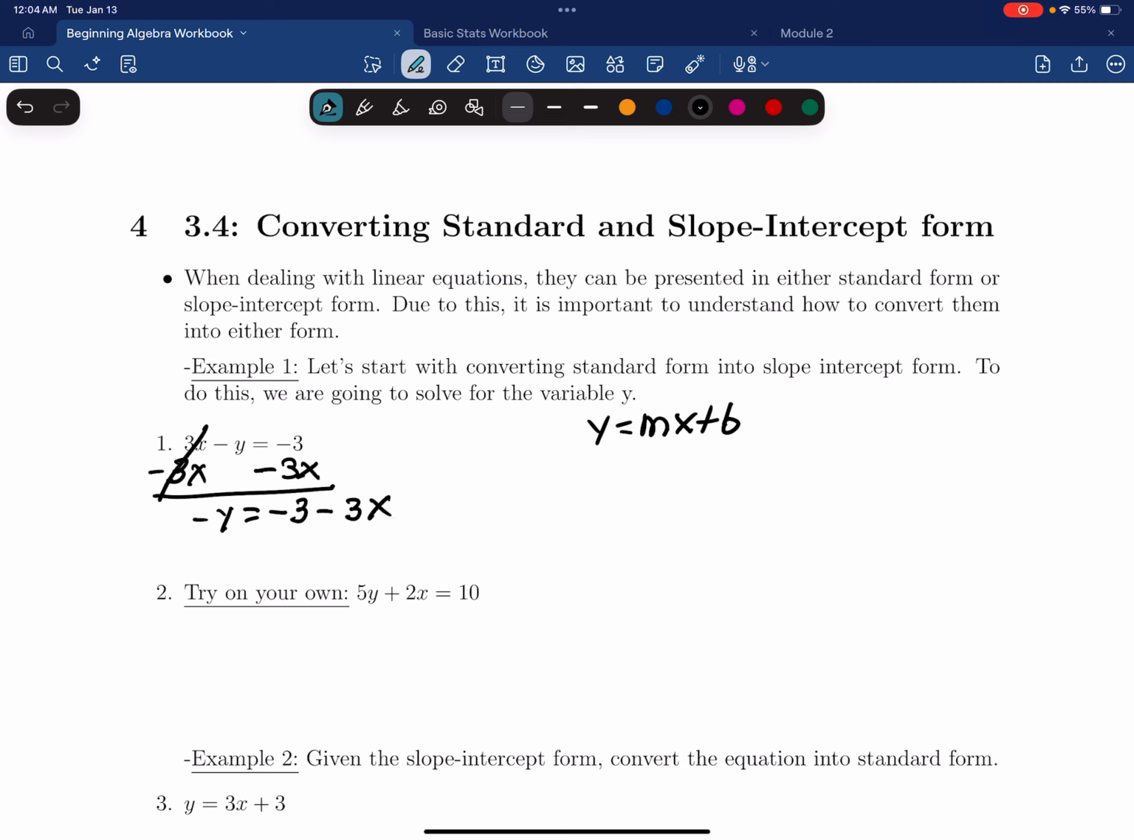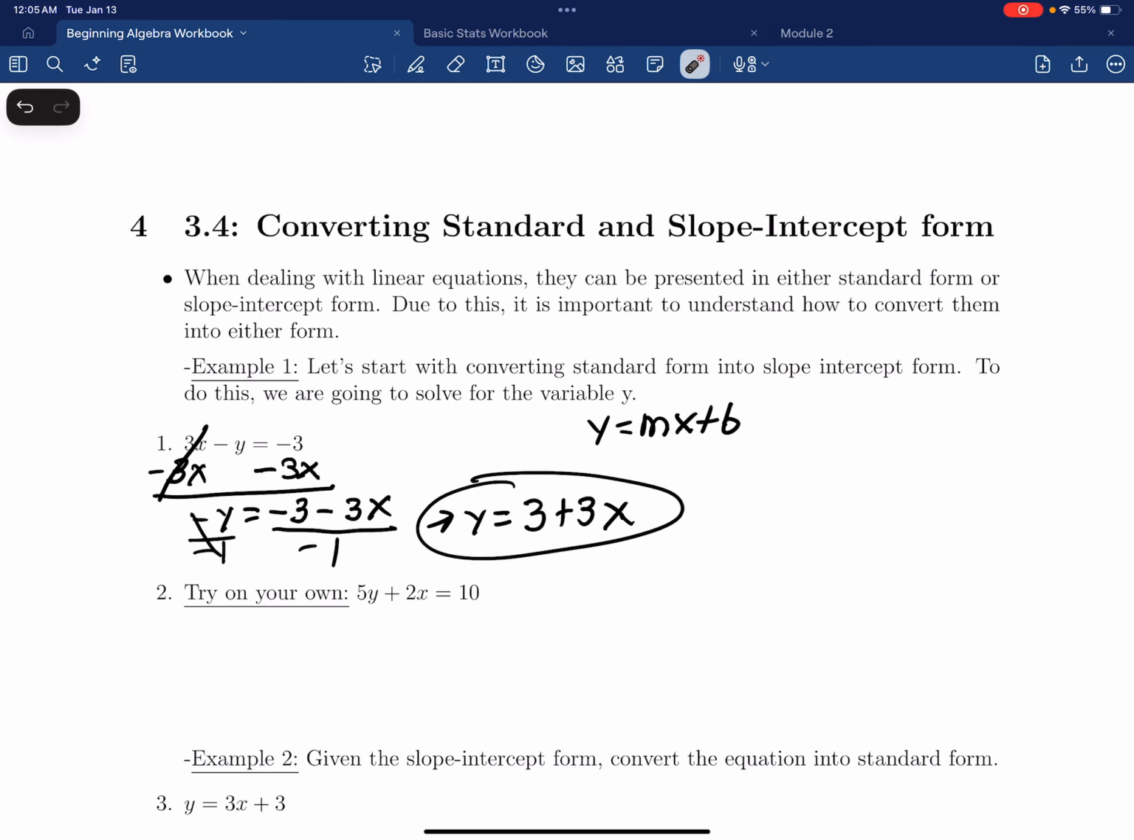Now y isn't still fully on its own. We have this negative sign that's being multiplied by y. So I'm going to divide by negative 1 on both sides. And we get y equals negative 3 divided by negative 1 is positive 3, and negative 3x divided by negative 1 is positive 3x. So this is the slope-intercept form of this equation.